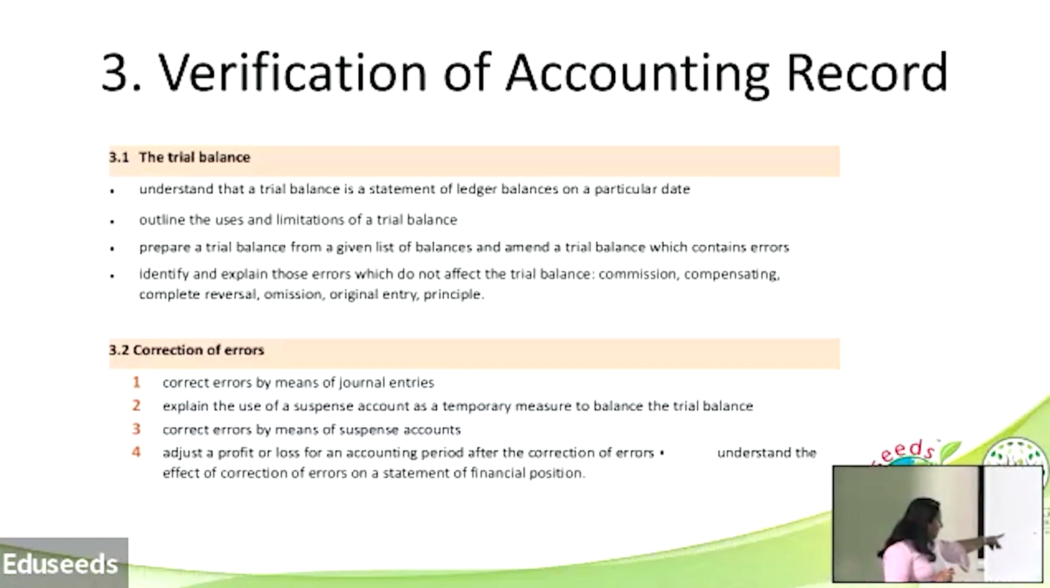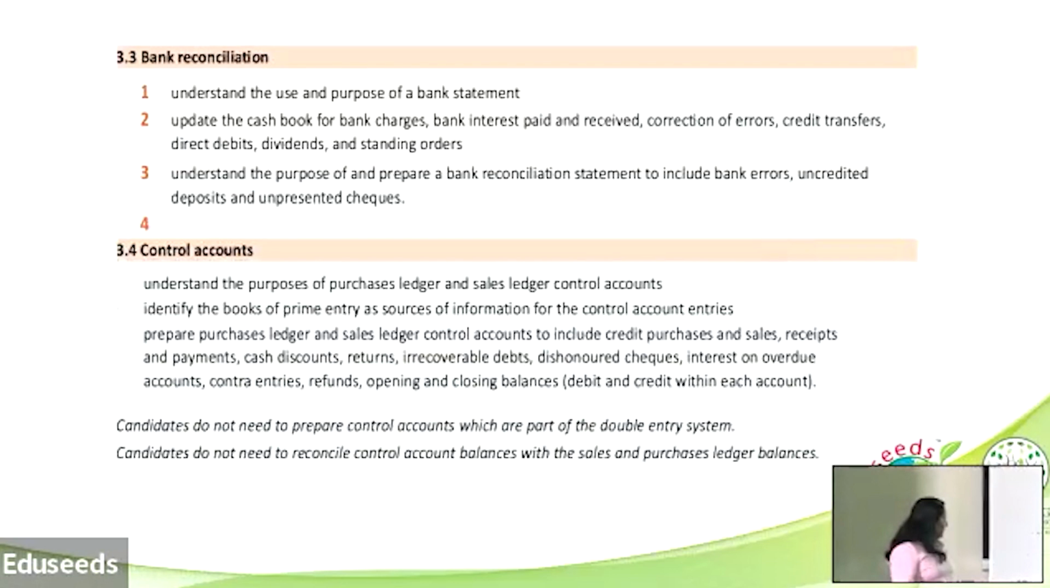And then the next one will be correction of errors. So how do I correct it? Basically, I use journals to do my corrections. You can also correct errors by means of creating a suspense account. When do I use suspense accounts? Simply when I key in on one side and I forget to key in on the other side. Therefore, my trial balance won't balance. So in that situation, I will create a suspense account. That is a little bit about correction of errors.